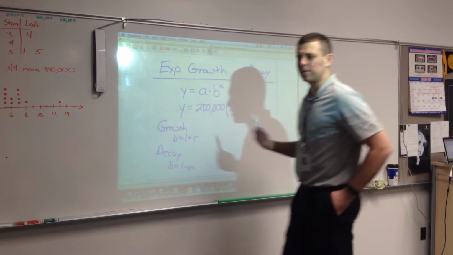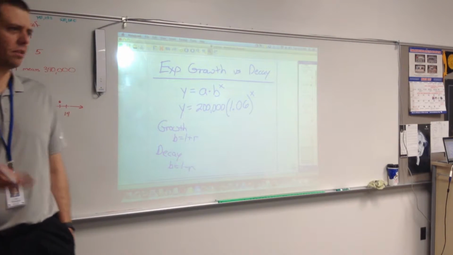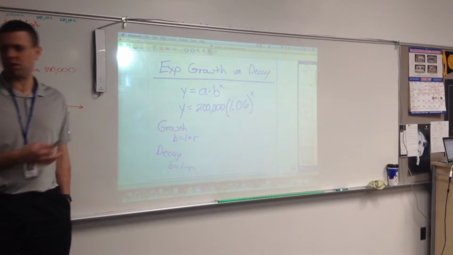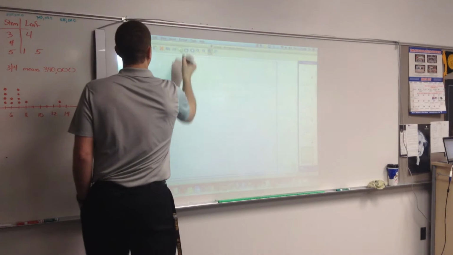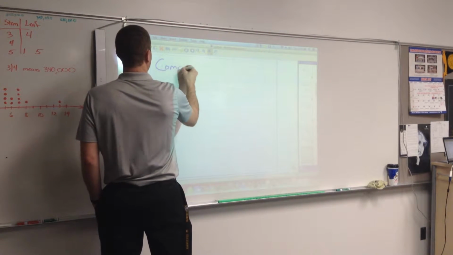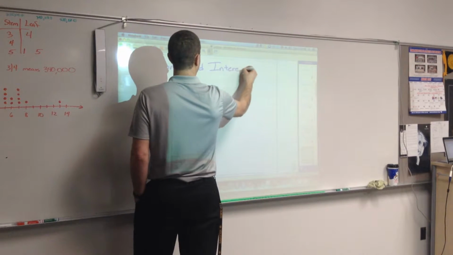So exponential growth and decay. If things are growing exponentially or decaying exponentially, if you see story problems about that, you can write out the equation, plug in the values, get your answer. Another place where this comes into play is compound interest. I'm going to put this on the next page.